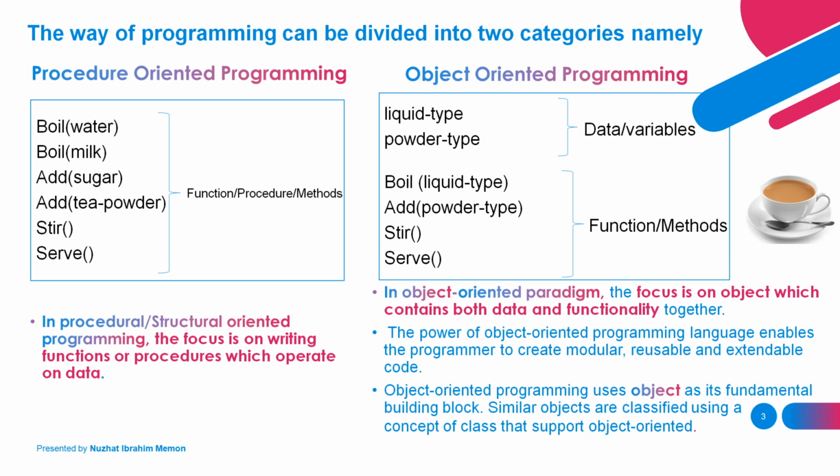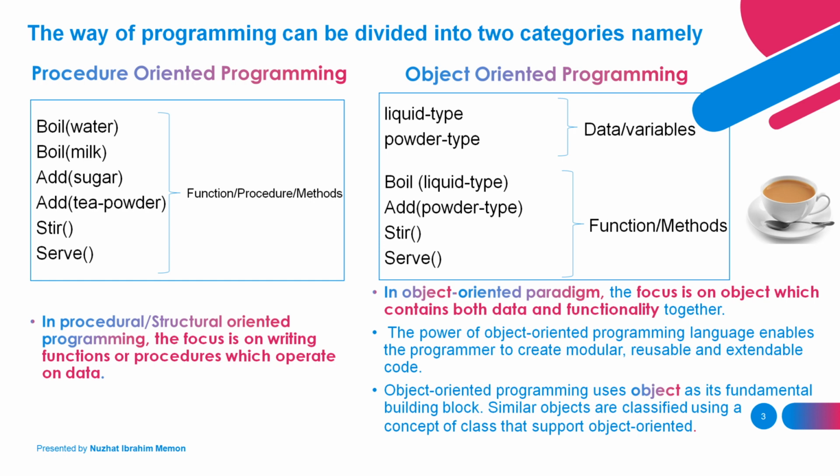Here we have two variables that describe the object. The first variable is liquid type, that can be water and milk. And the second variable is powder type, that can be tea powder and sugar. Then we will write the same functions as we coded for procedure-oriented programming. Here we can have a boil function and an add function.